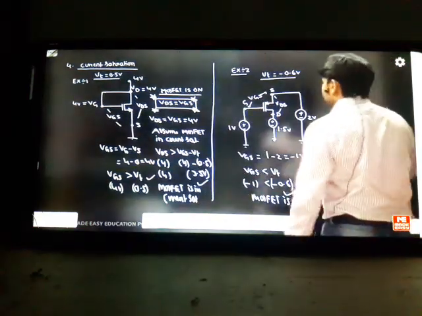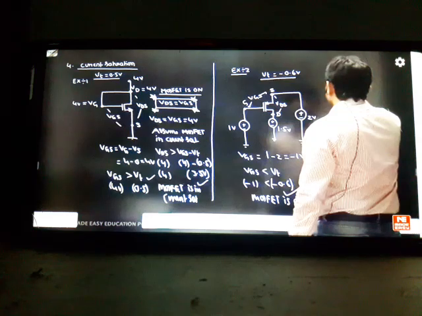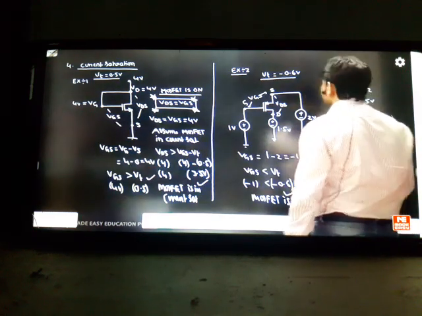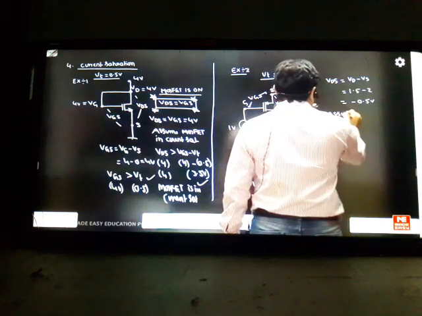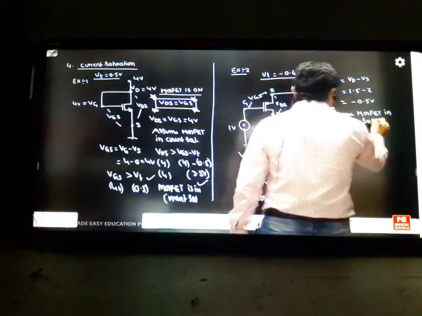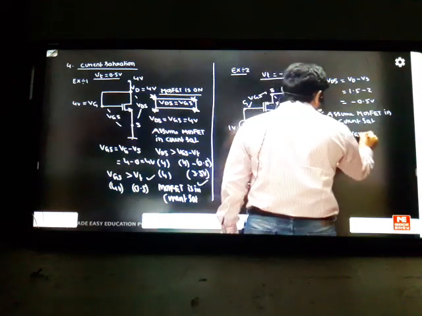So coming to the final here, VDS we are getting is VD minus VS, which is 1.5 minus 2, so it will be minus 0.5 volts. VDS is coming like this. So assume the MOSFET is in current saturation. Then the condition is that VDS should be less than VGS minus VT.